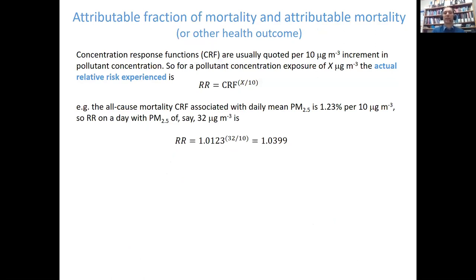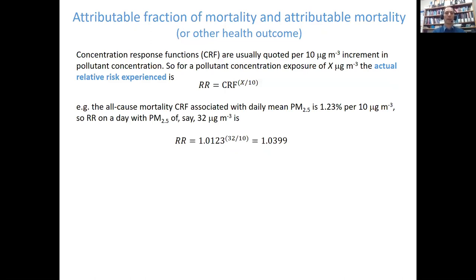One of the early figures I showed at the start of my presentation was the attributable fraction associated with air pollution. So let's look at how that's derived. The relative risks in the tables that I have already shown you are typically quoted as per 10 micrograms per cubic meter increment in pollutant concentration. So if we have a pollutant concentration of X micrograms per cubic meter, we need to convert that concentration response function into an appropriate relative risk for that actual level of air pollutant. And that's straightforward enough. So we have a concentration exposure at X micrograms per cubic meter, then the relative risk is that CRF factor to the power X over 10.